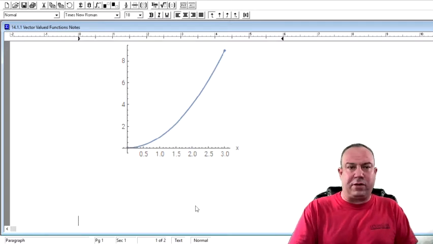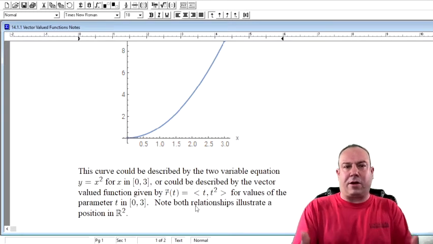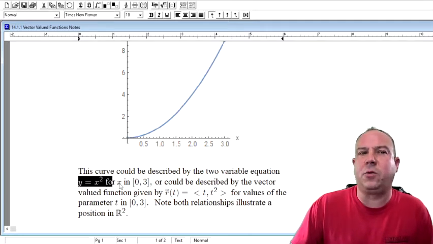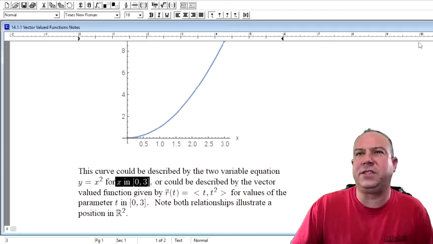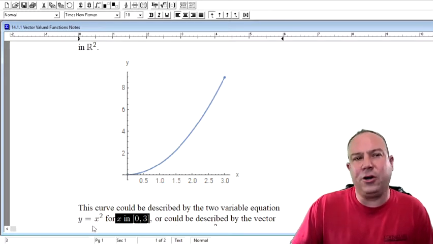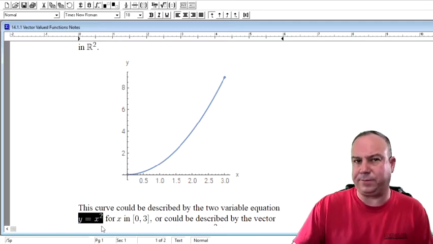Well, I do believe we take note of that down below here, right? This curve could be described by the two-variable equation y equals x squared for values of x in this closed interval from 0 to 3. Right? For x values from 0 to 3, we have this portion of the curve forming. And it could be described by this two-variable equation y equals x squared.